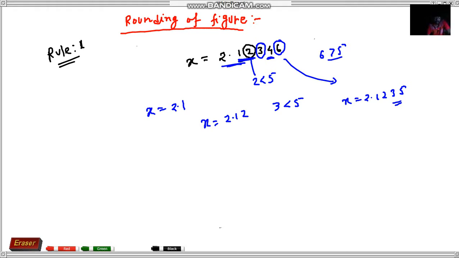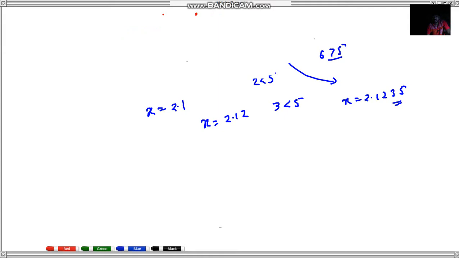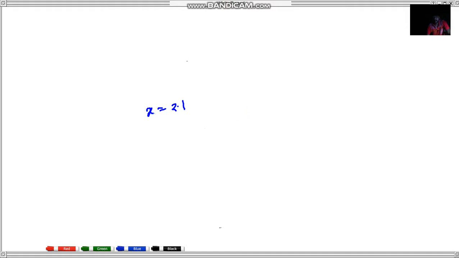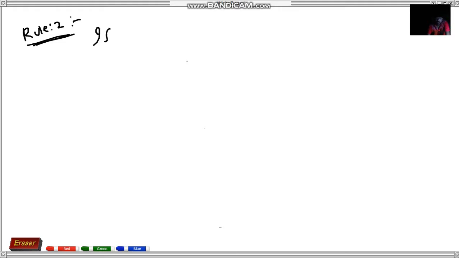Now let me talk about rule number 2. What is actually rule number 2? What does this rule number 2 say? Now, if the digit to be dropped is 5, let me write down the rule first, then I will explain it to you.